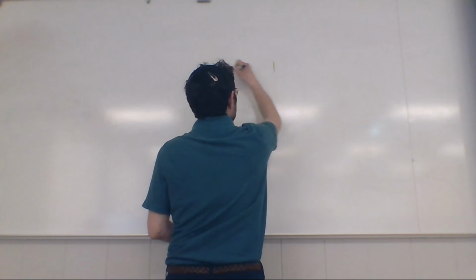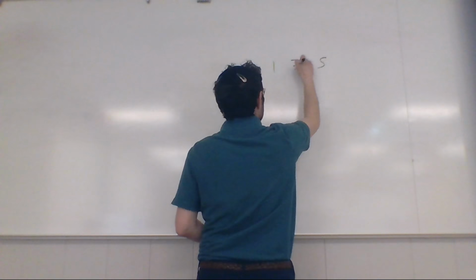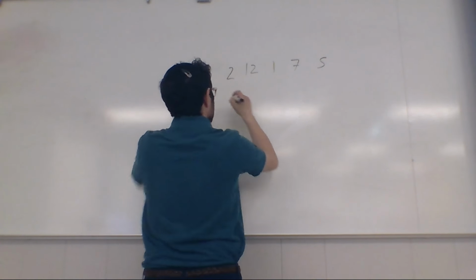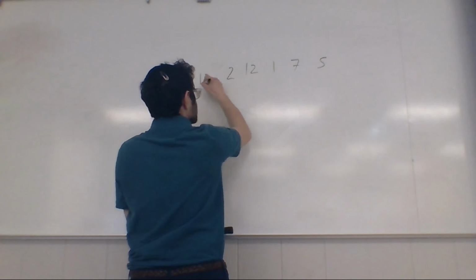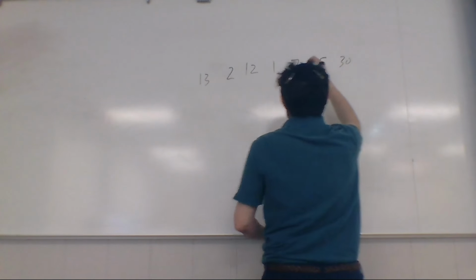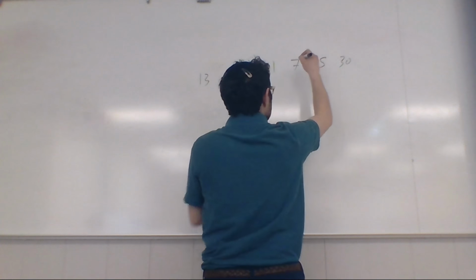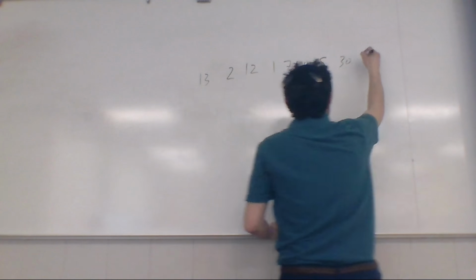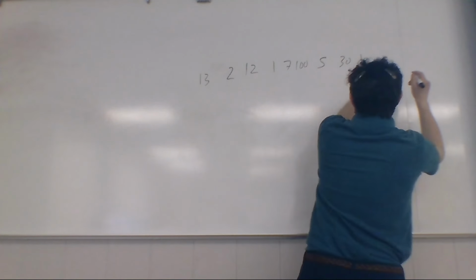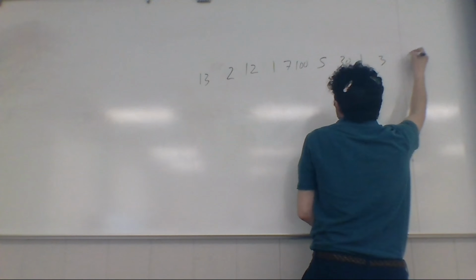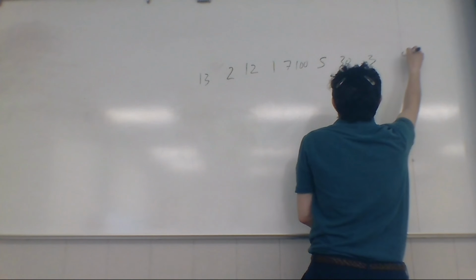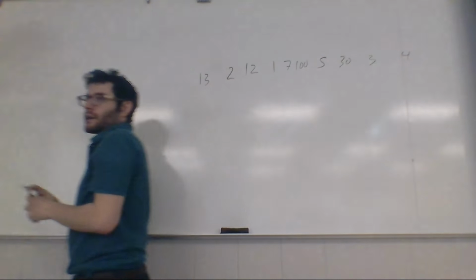a random unsorted array. So 2, 12, 1, 7, 100, 13, 30, 3, and 4. Sorry, we already have a 1. Okay? So how does this work again?